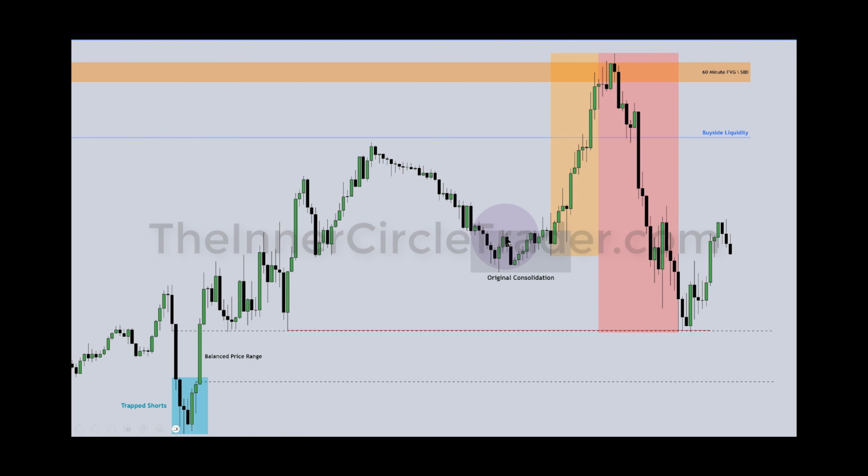When we can frame the original consolidation properly, then once we leave it, how are we leaving it here? Look at the body right there. Yeah, we had a wick here. We had a wick right there too. Look at the body staying inside that original consolidation. See that? That's characteristic to algorithmic price delivery.